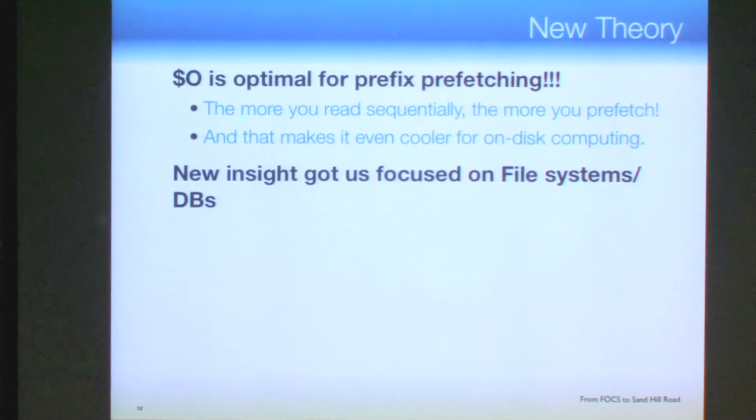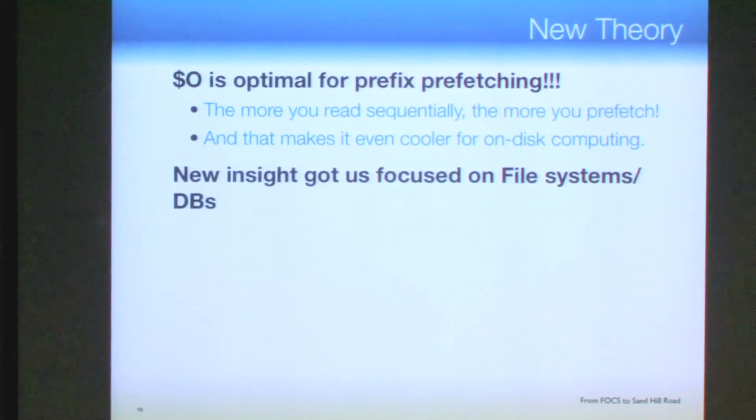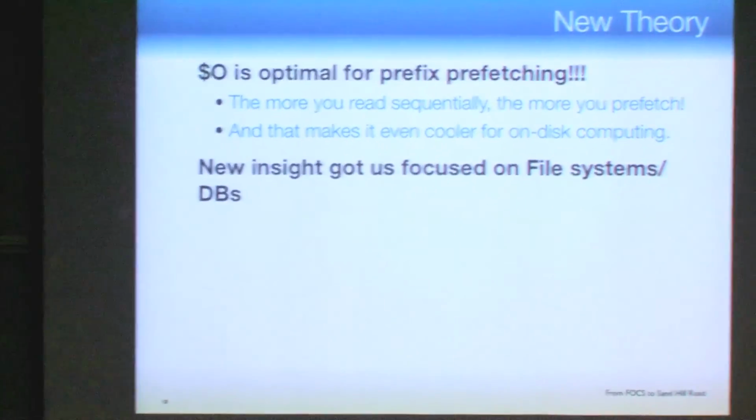And it's even more than that, because they tend to read more sequentially, and the more you read sequentially, the more you prefetch. So in fact, using a cache oblivious algorithm gets your disk to prefetch even more. Is that a theorem or an observation? That's a theorem. It's a very simple theorem. So it's a lemma.